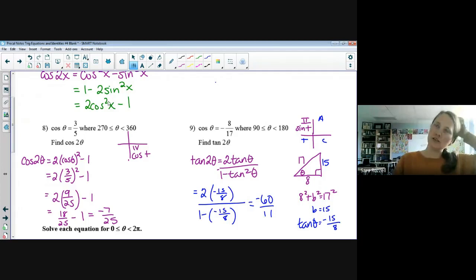So that is using double angles. When they ask you to evaluate for them, you just look and see what they gave you. Do you know enough from that? Can you just plug it into the formula? Or do you need to go and make a triangle to find what you need to plug in?